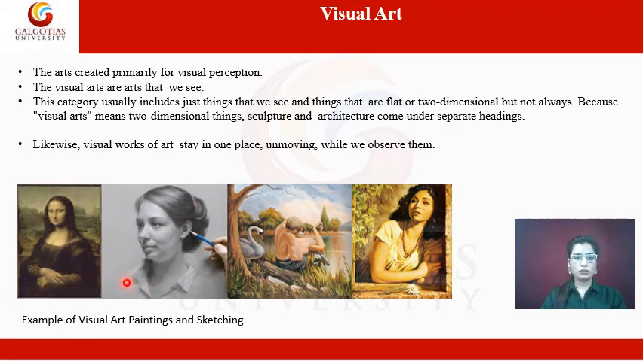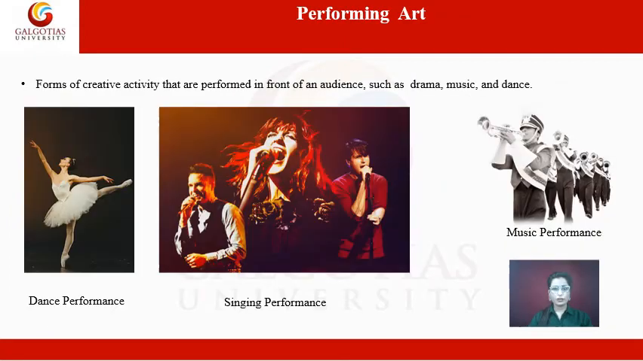So this is the painting of Mona Lisa, and this is the sketching of a woman. This is another painting, and this is another painting of a woman. So these are the paintings and sketchings which come under the visual art, and these are the examples of the visual art.